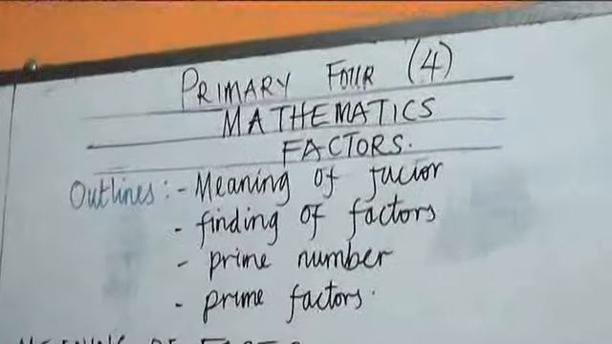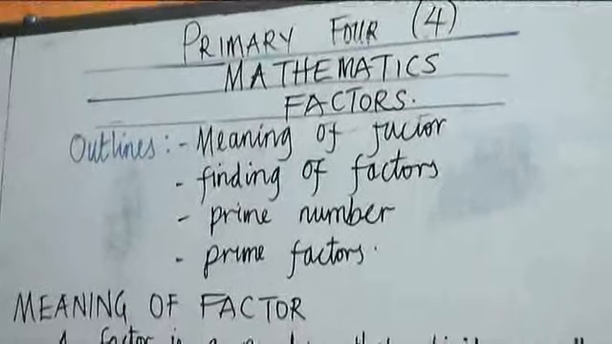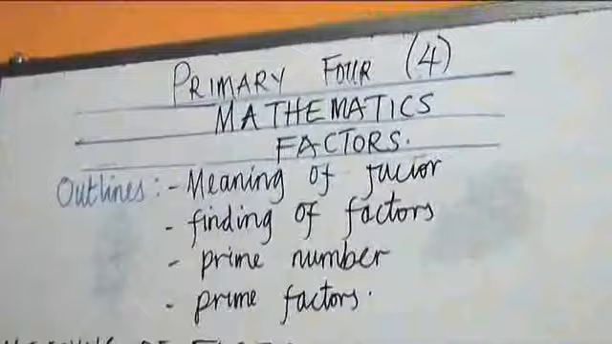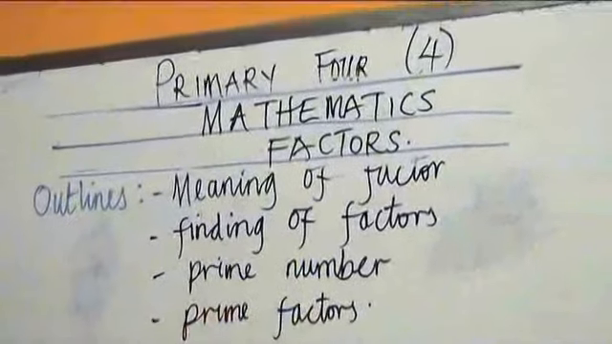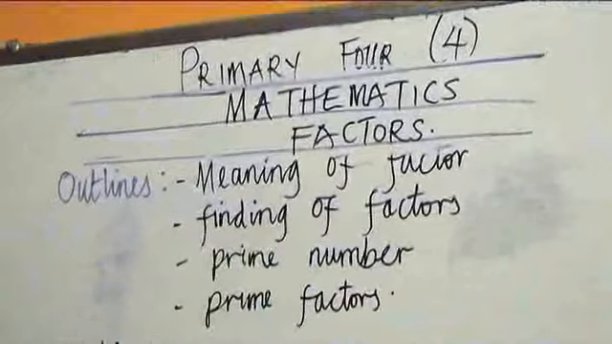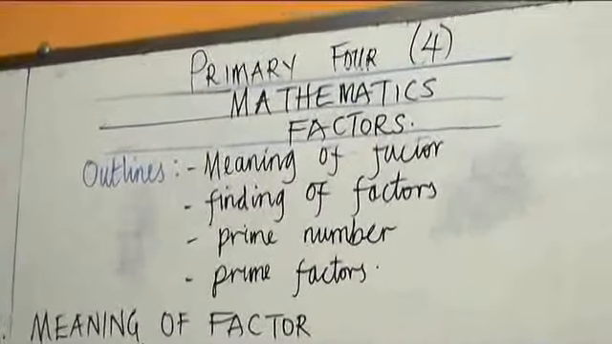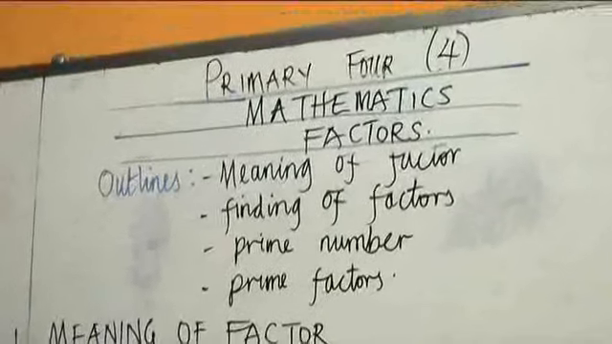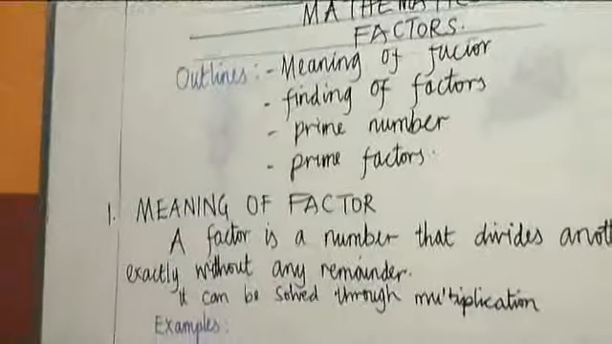Alright, we have 4 outlines here. The first one is the meaning of factor. The second, finding of factors. The third one is prime number. And the fourth one is prime factors. Good. Alright, before going further, let's look at the meaning of factor.